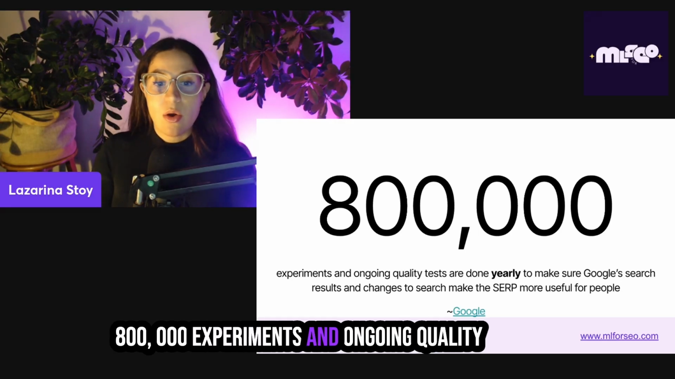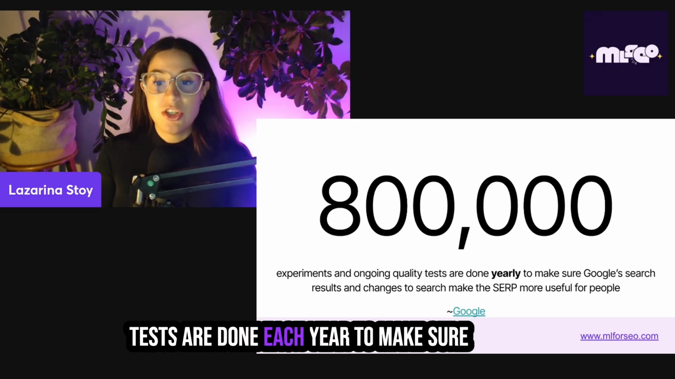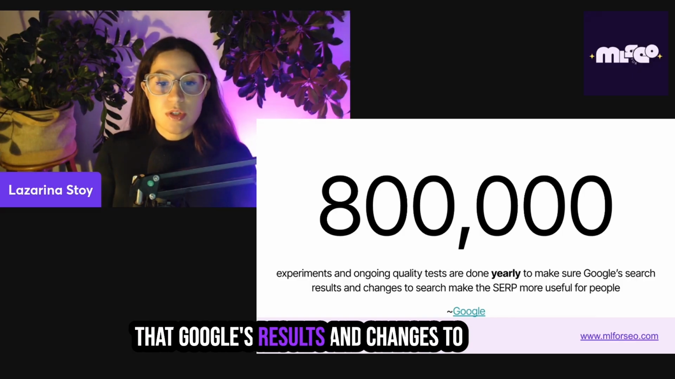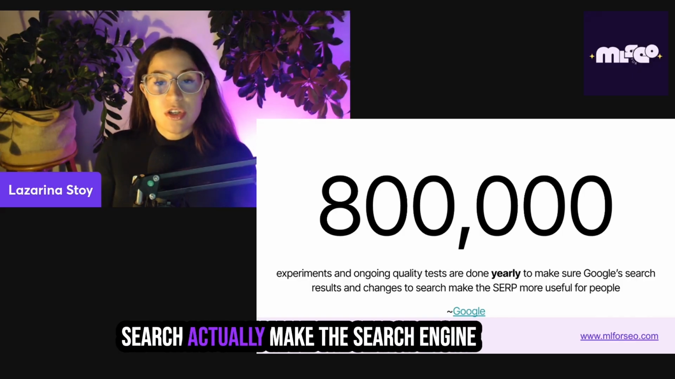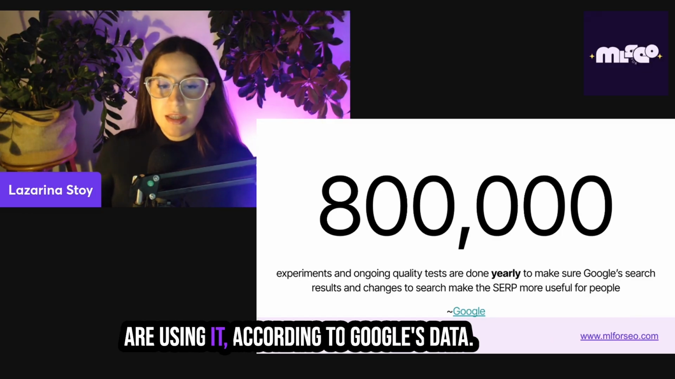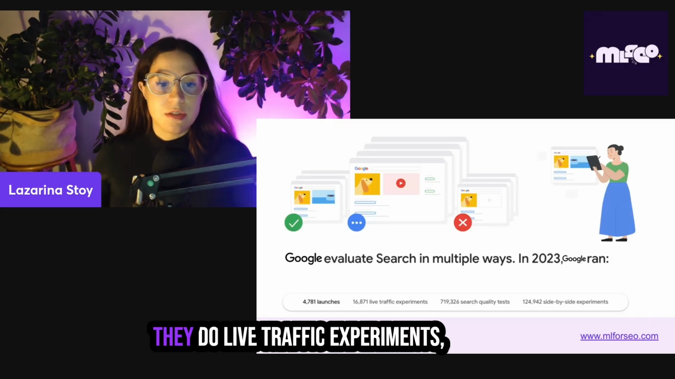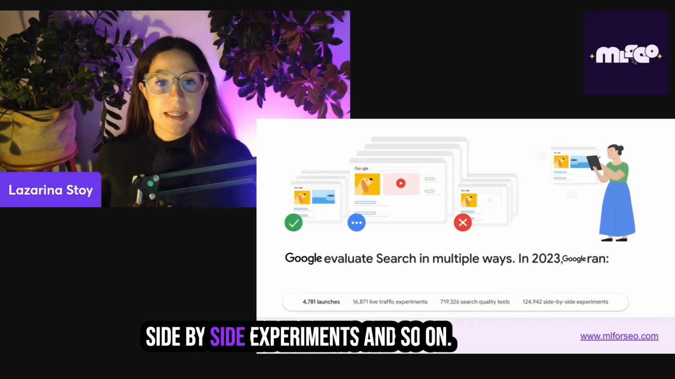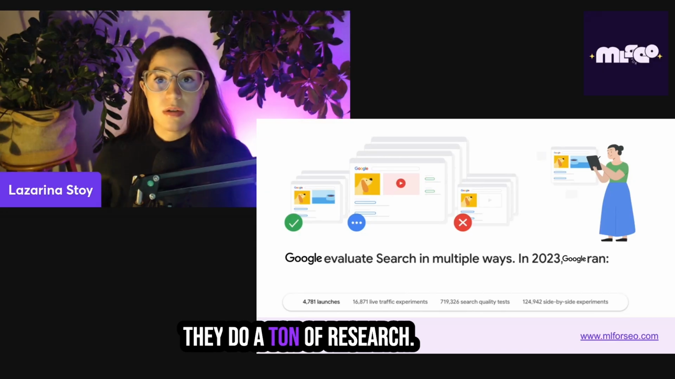800,000 experiments and ongoing quality tests are done each year to make sure that Google's results and changes to search actually make the search engine results page more useful to the people that are using it, according to Google's data. They do live traffic experiments, side-by-side experiments, and so on. They do a ton of research.